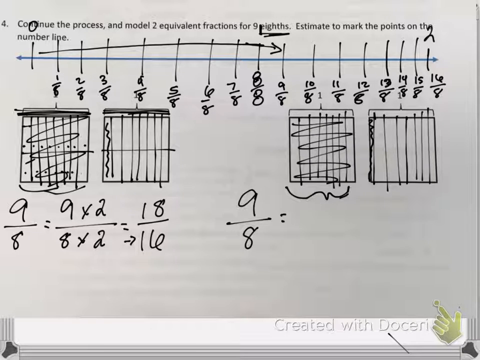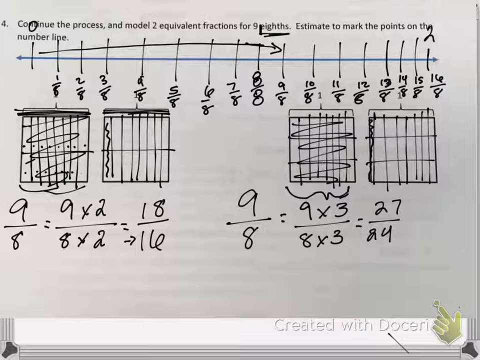All right, so now we have 9 8ths. We're going to have to partition this one horizontally twice. So now we have 9 groups of 3 over 8 groups of 3. So that equals 27/24. So these are both equivalent to 9/8. So we have 18/16 and 27/24. Those are both equivalent to 9/8.